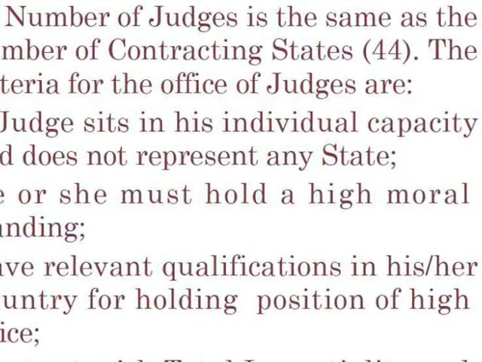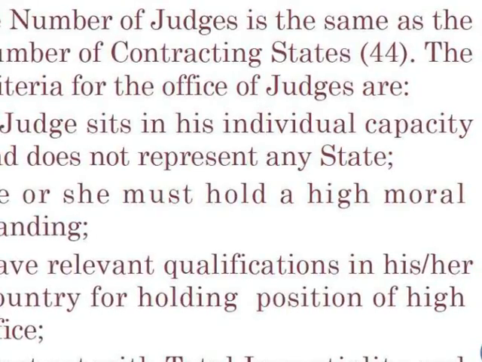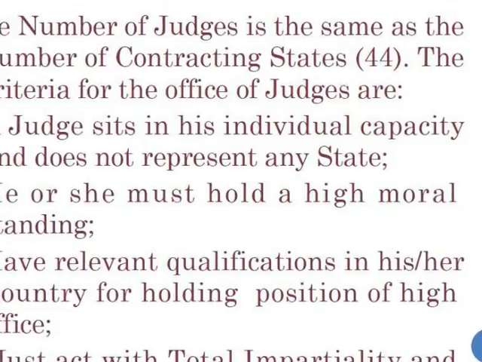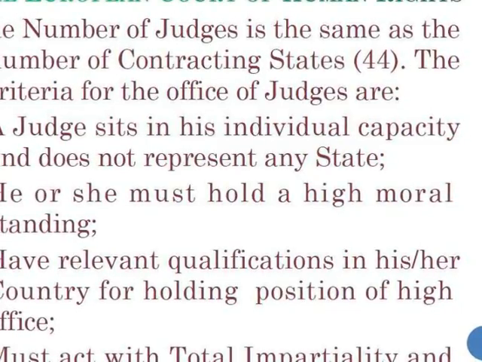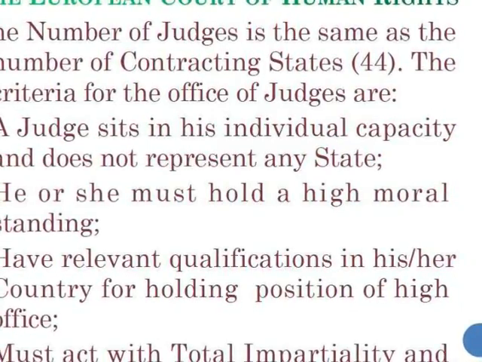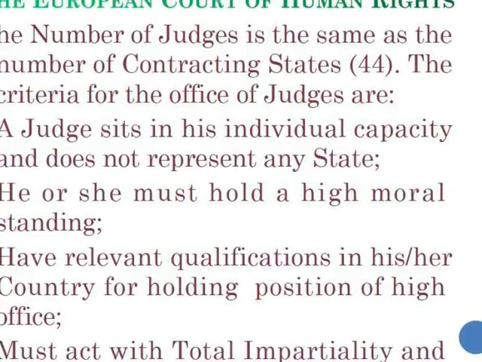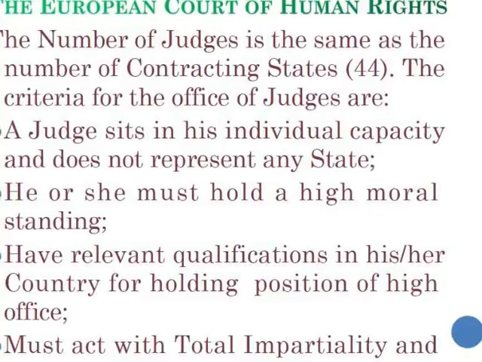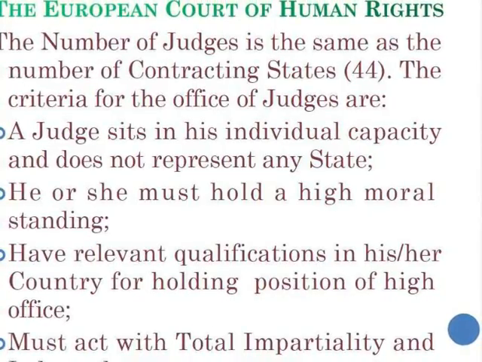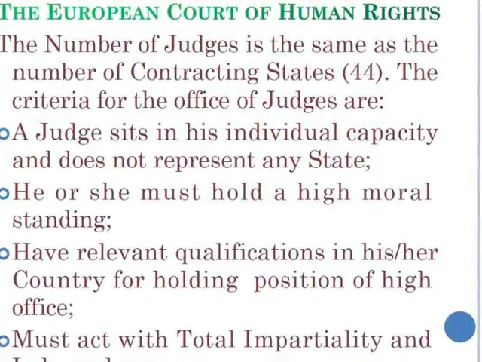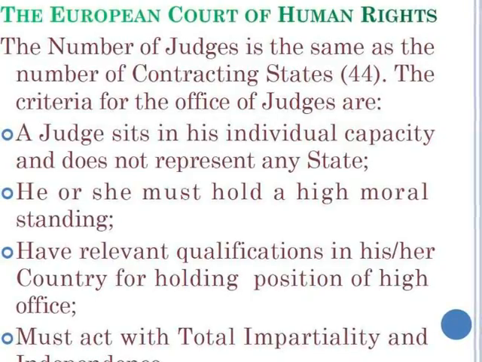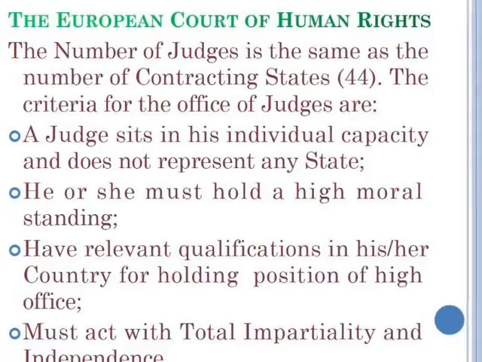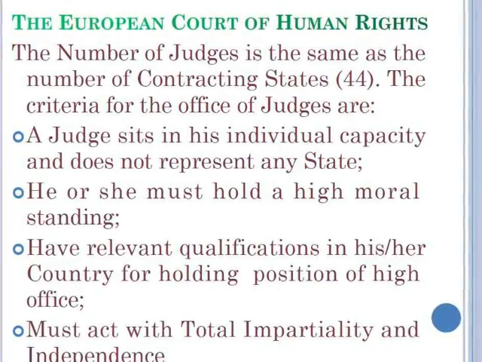The European Court of Human Rights: the number of judges is the same as the number of contracting states, 44. The criteria for the office of judges are: the judge sits in his individual capacity and does not represent any state. He or she must hold a high moral standard, should have the relevant qualification in his or her country for holding high office, and must act with total impartiality and independence.